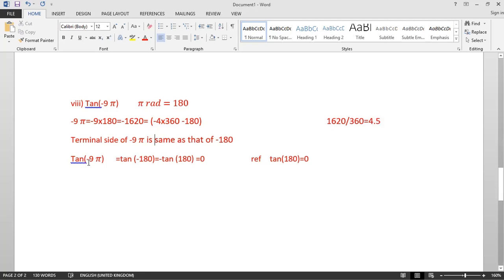I have written tan minus 9 pi as tan minus 180 degrees, and then we have used a reference that tan 180 degrees is equal to 0. The actual task was to convert minus 9 pi in terms of 180 degrees so that we can find the exact answer. So tan 180 is equal to 0. This is how you can work out the question.